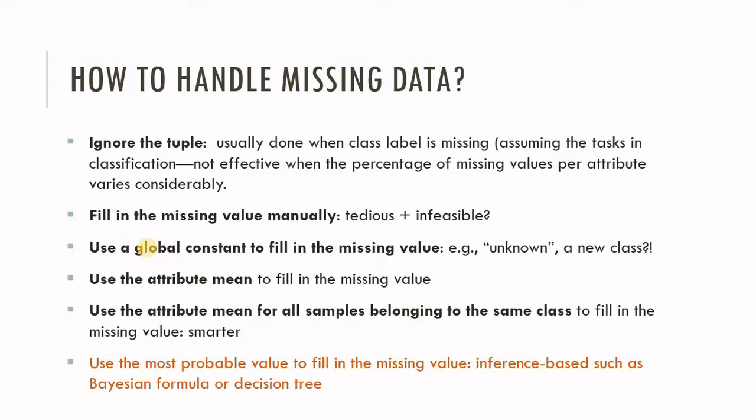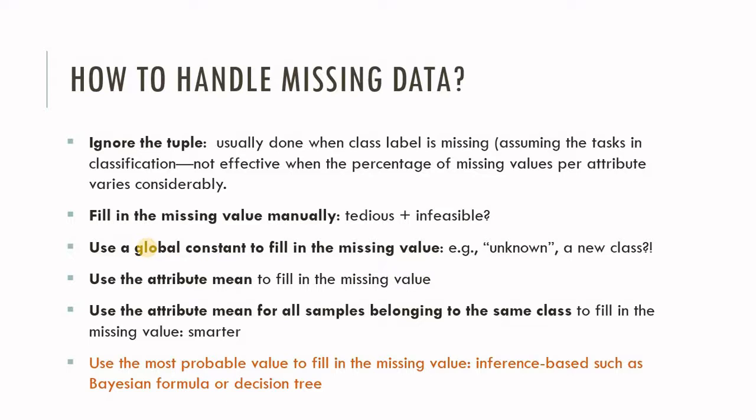Next is to use the attribute mean to fill the missing value. For example, suppose that the data distribution regarding the income of electronics customers is symmetric and the mean income is 56,000 rupees. Use this value to replace the missing value for income. You consider the mean of all the values and fill the missing values with it.